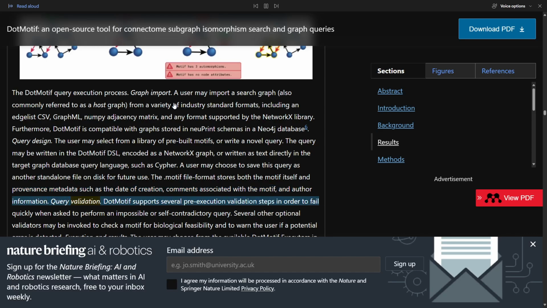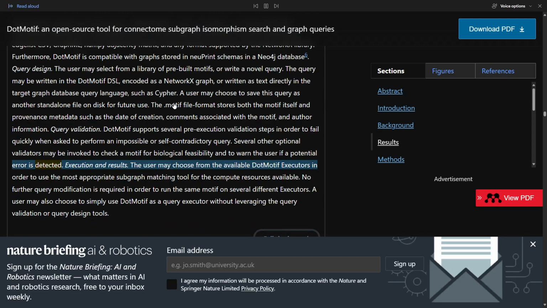Query validation. DotMotif supports several pre-execution validation steps in order to fail quickly when asked to perform an impossible or self-contradictory query. Several other optional validators may be invoked to check a motif for biological feasibility and to warn the user if a potential error is detected. Execution and results. The user may choose from the available DotMotif executors in order to use the most appropriate subgraph matching tool for the compute resources available.